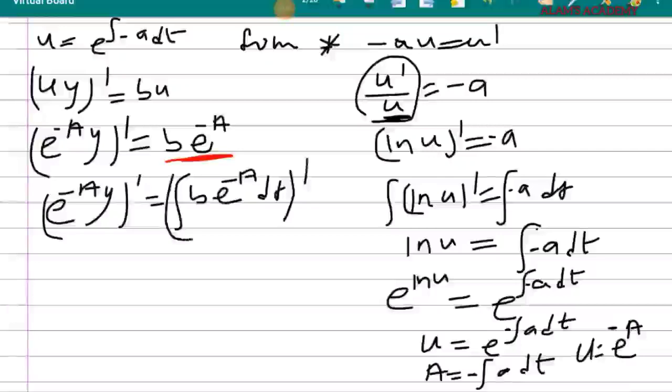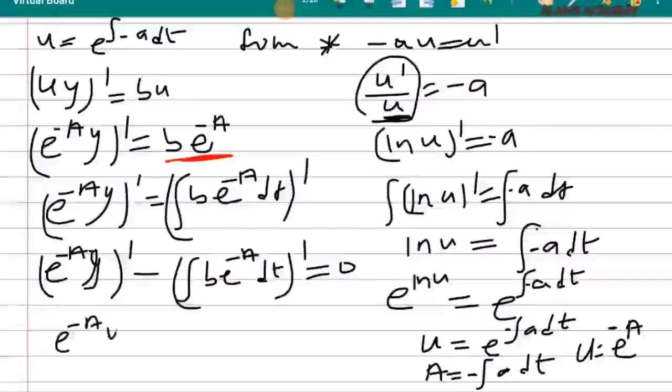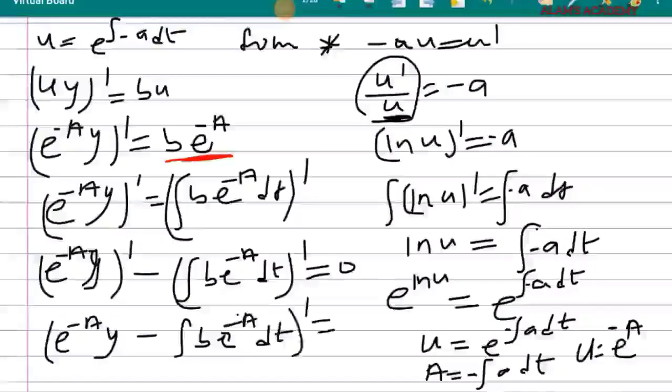Now let me group, sending whatever is on the right hand side to the left hand side. I have (e^(-at) y)' minus (the integral of b e^(-at) dt)' is equal to 0. I can factorize everything as this, all prime, and this is what we call the total derivative.